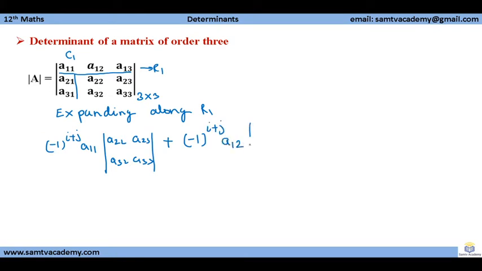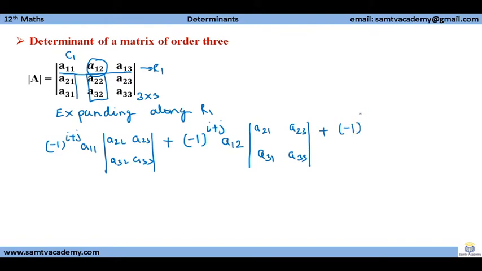A12. Now we will take the matrix determinant. What I have said is, you have to take that corresponding element and leave that column and that row. So in this case, this column will be left out and this row will be left out. So we are left with A21, A23, A31 and A33. Again, for the last element, plus, we will take (-1).